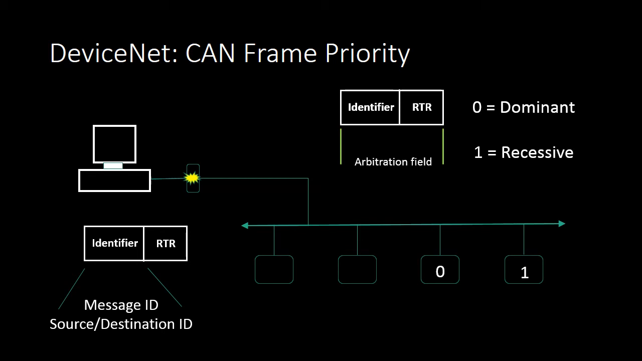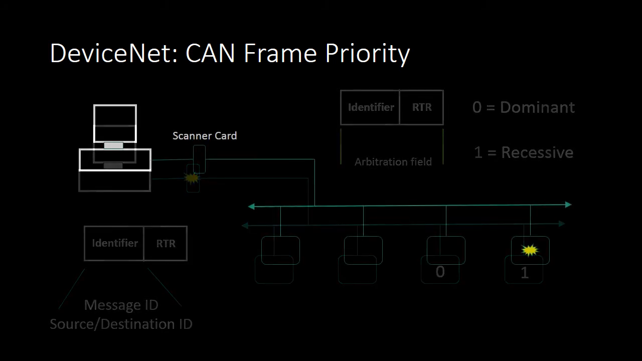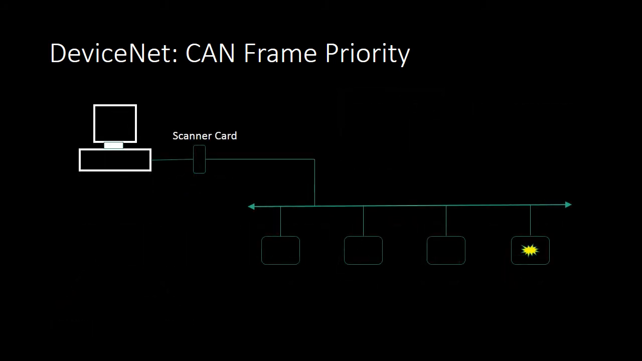The 11-bit identifier field contains the information necessary to classify the frames. This includes a message ID and the MAC ID, which, depending on the message group, can be either the source or destination MAC ID. A station wishing to send on the network the data associated with an identifier simply transmits the relevant frames.